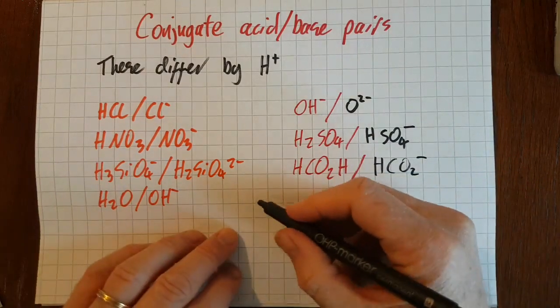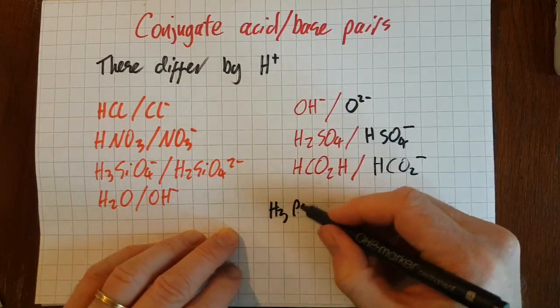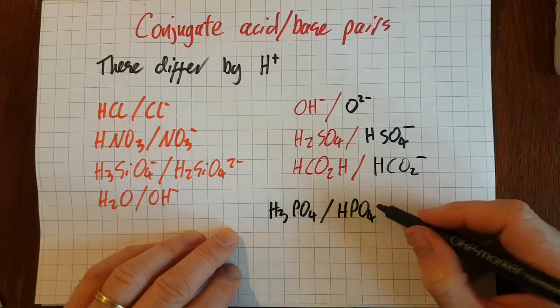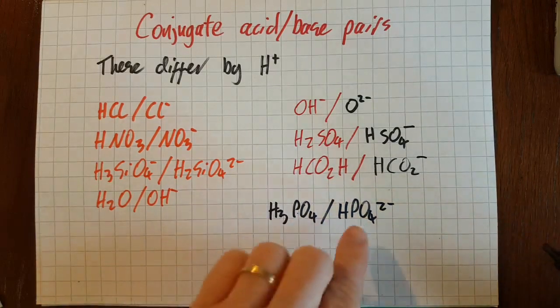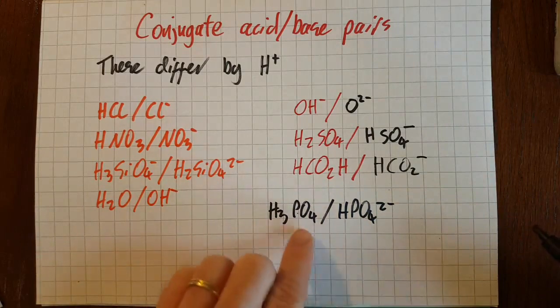And the only other trick they might play is something along the lines of this. H3PO4, HPO4 2 minus. Is that a conjugate acid-base pair? No, it isn't, because the difference is 2 H pluses.